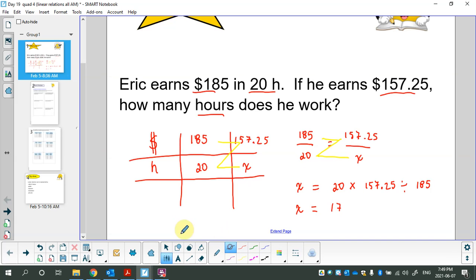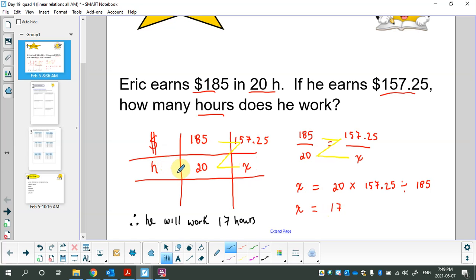So now I can write a therefore statement that says he will work 17 hours. And why do we know it's hours? Because this 17 fits in here for the X, which is beside the H.